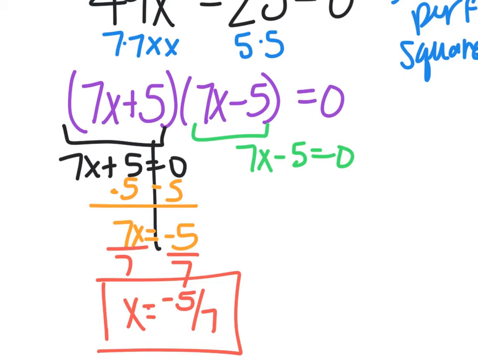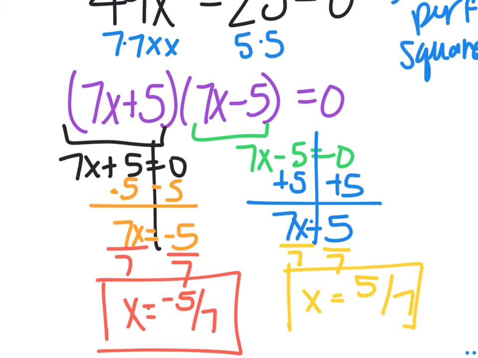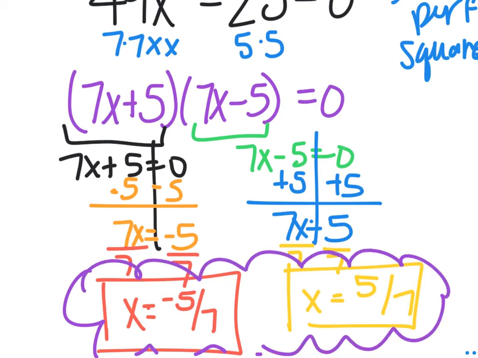So then I'm going to look at the next one. I've got to get x by itself, so I'm going to add 5 to both sides. So 7x equals positive 5, and then to get x completely alone, I'm going to divide both sides by 7, and I get x equals positive 5 over 7. So that's my second answer. So altogether, my answers are x equals negative 5 over 7, and x equals positive 5 over 7.